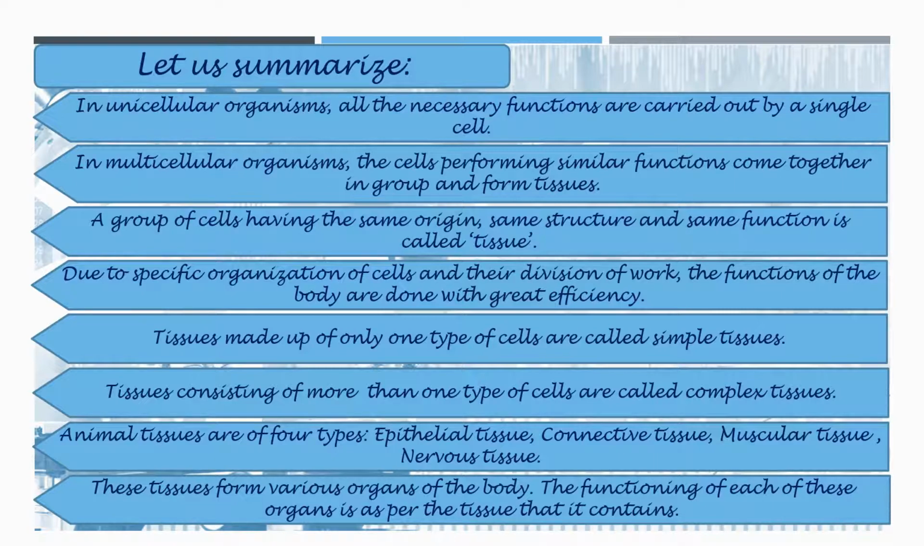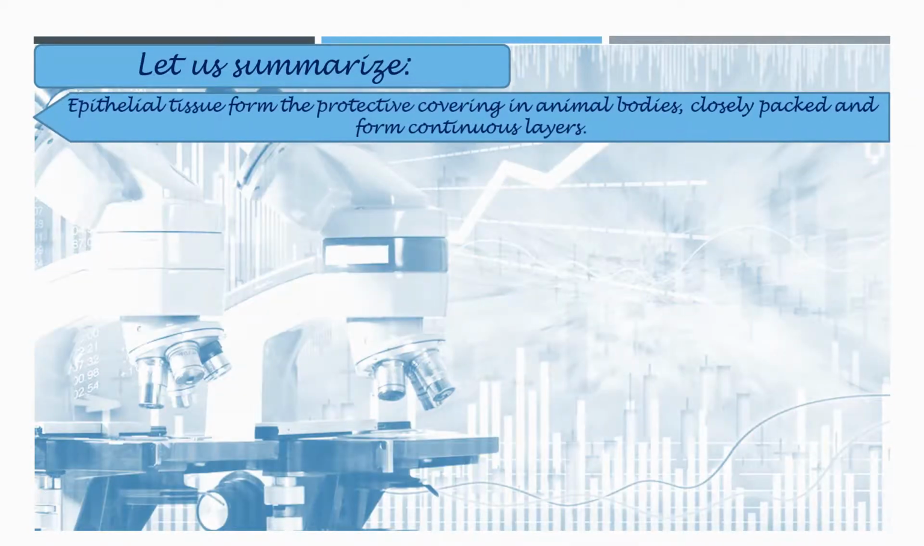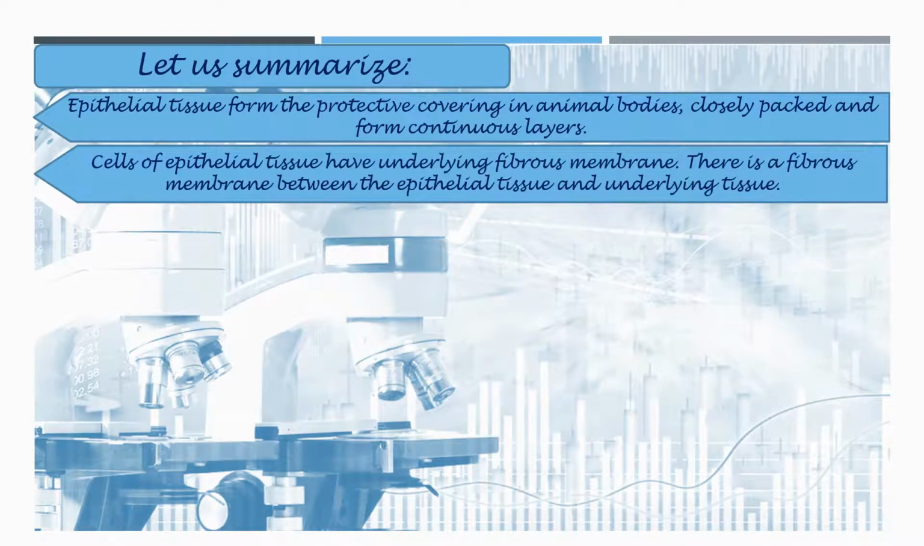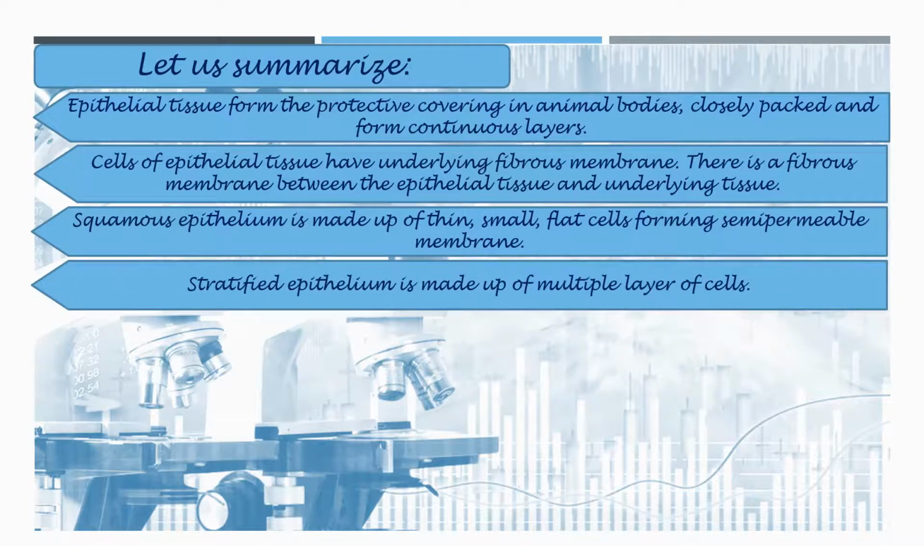Epithelial tissue forms the protective covering in animal bodies; its cells are closely packed and form continuous layers. The cells of epithelial tissue have an underlying fibrous membrane, a fibrous membrane between the epithelial tissue and the underlying tissue. Squamous epithelium is made up of thin, small, flat cells forming a semi-permeable membrane. Stratified epithelium is made up of multiple layers of cells. Glandular epithelium is made up of cells containing vesicles packed with secretory material.